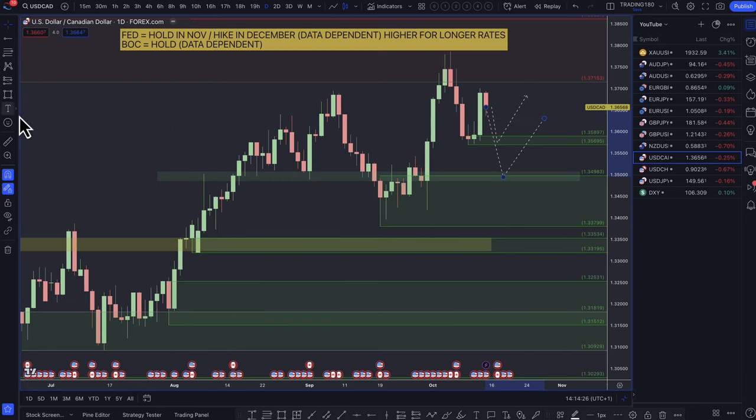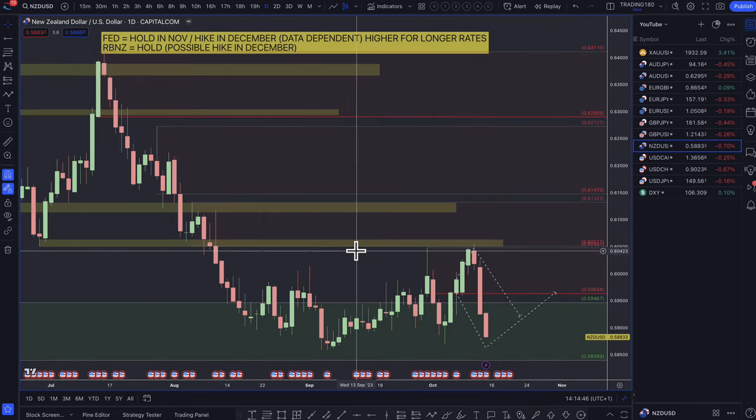If you do want to get short, then you're looking at a pullback into these highs, and then looking for a sell-off. And you're thinking that obviously the Canadian dollar is going to be a bit more expensive or appreciate against the US dollar. I don't know how that's going to happen, but anything can happen.